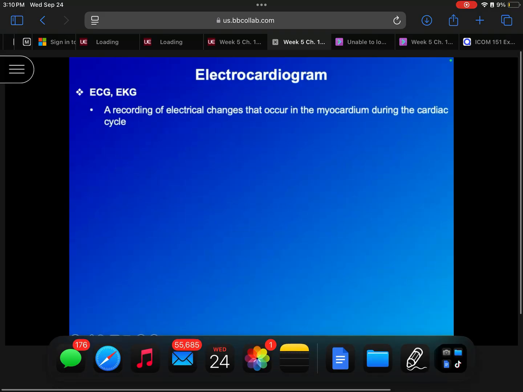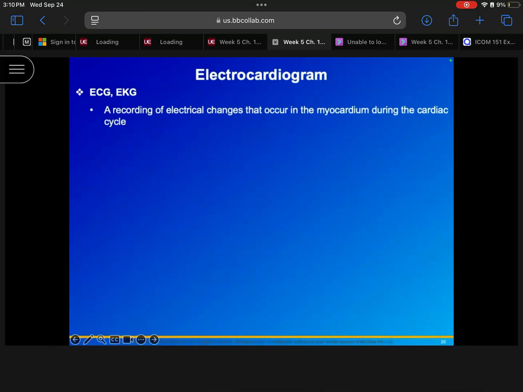All right, so let's talk about the electrocardiogram since we are talking about the cardiac conduction system. So we have the ECG, or I usually say the EKG. It's a recording of the electrical changes that occur in the myocardium during a cardiac cycle. So it's going to be represented as deflections. And I'm sure you guys have heard of the P wave, QRS, the T wave, and then the different manipulations of that and whatnot. So why do we take an EKG? Why?